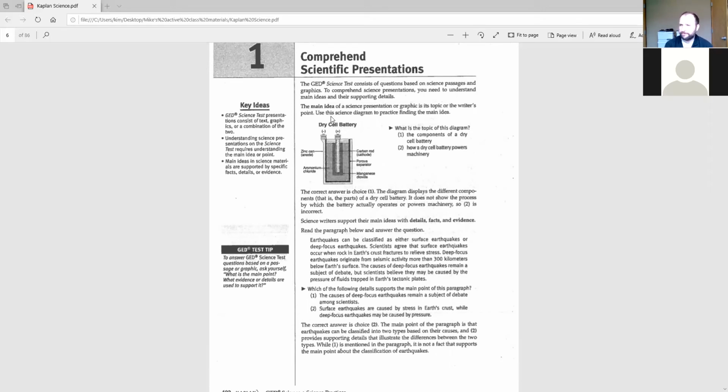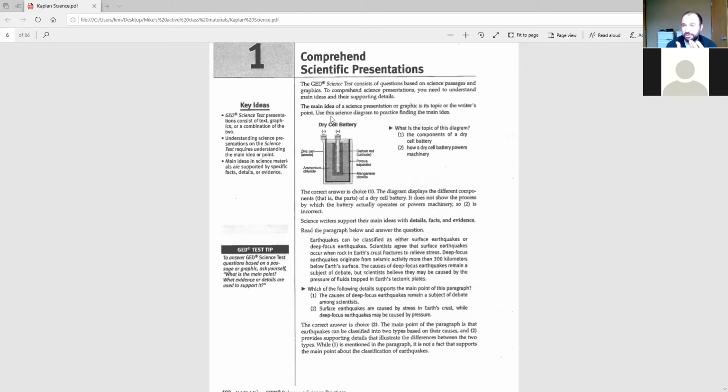Just like with social studies, there are going to be passages. So you're going to get questions that talk about main idea, but you're also going to get things that deal with details, facts, conclusions, and evidence. I've talked about this at length in social studies, maybe not quite as much in science. Just being able to differentiate between what a main idea is versus a detail or a conclusion. Those are the three big ones.